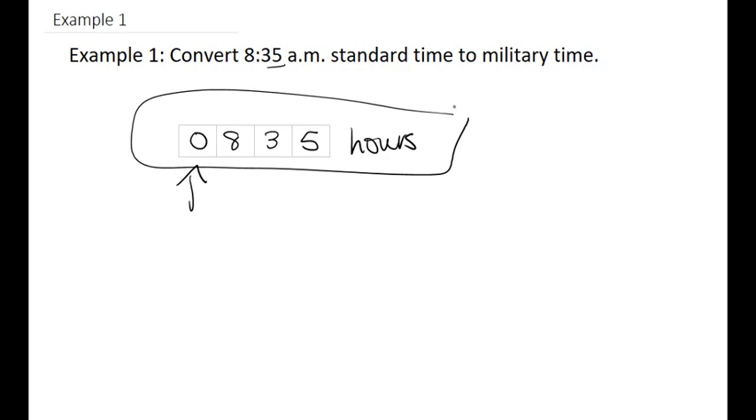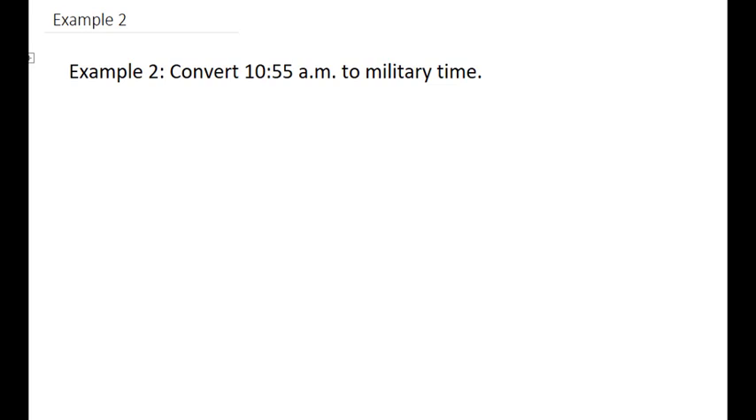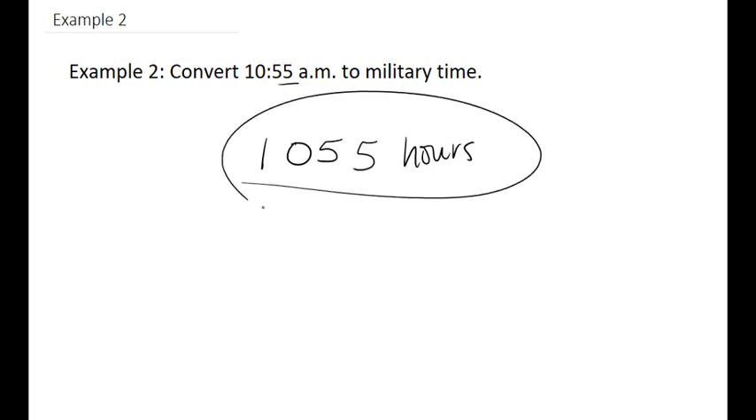So let's look at another example. Convert 10:55 a.m. to military time. So once again, start from the right, put the 5, 5, 0, 1. And then we'll just put hours as it's military time, and that's just kind of the standard. So 10:55 hours would be considered our military time for this.